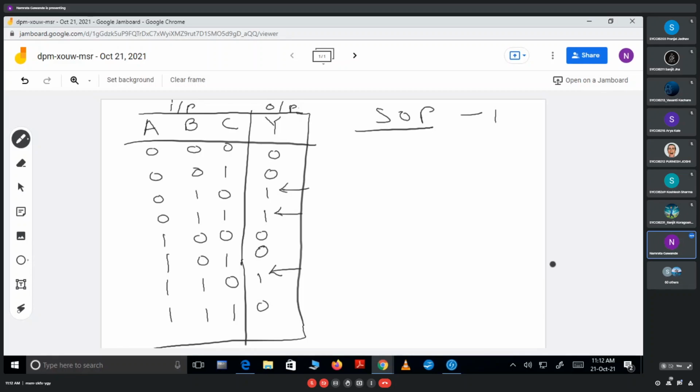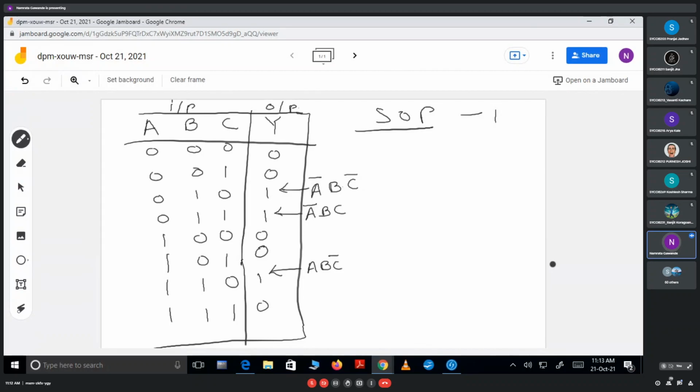Now for this, I will write, how can I write this term in terms of an expression? So I will write this particular 0, 1, 0 in terms of min term: A bar, B, C bar. Here, nothing between them means dot. So A bar dot B dot C bar, A bar B C bar. And for the last one, A B C bar.